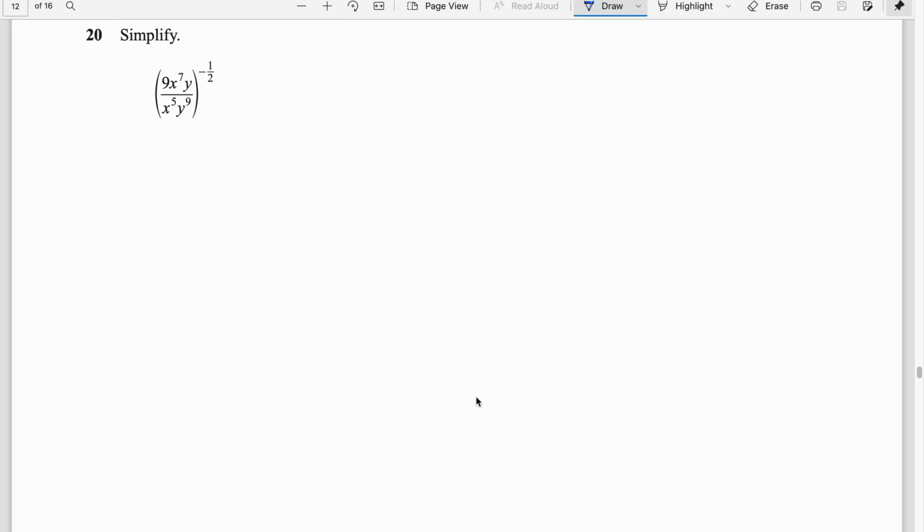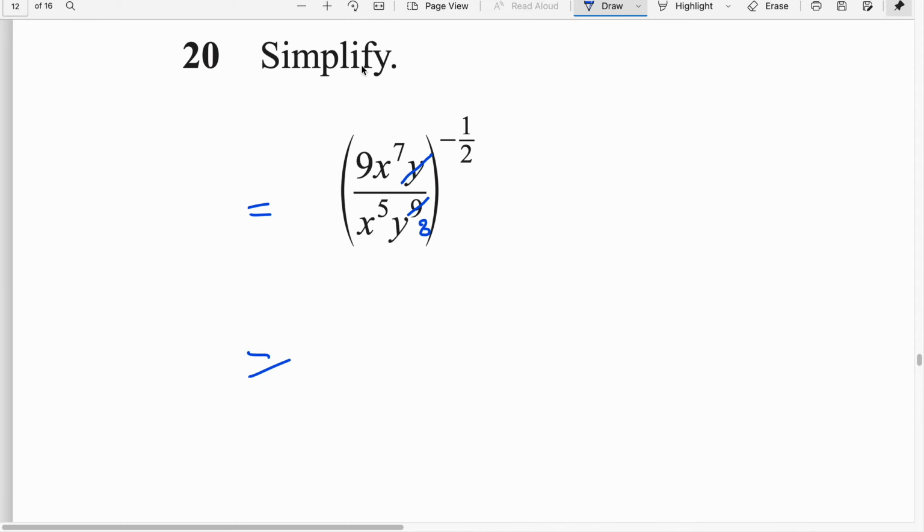Question number 20, simplify this given question. So we first do it inside. Y cancels with y. This is 8. And x cancels out with x. We're left with 2x. So 9x square divided by 8y.